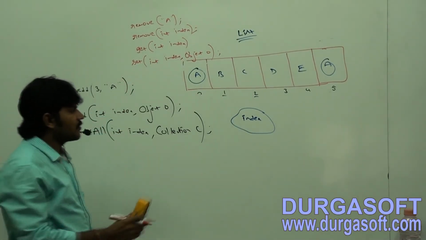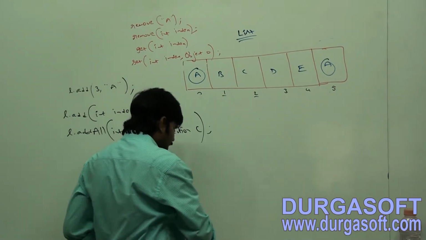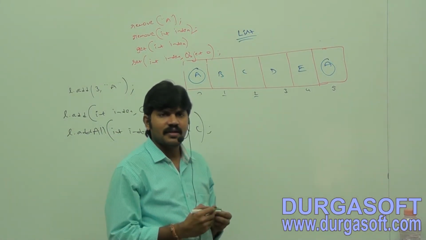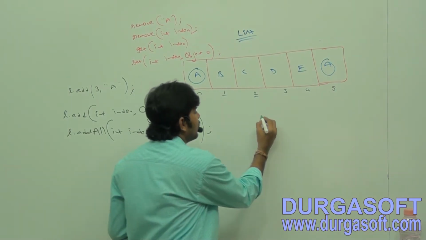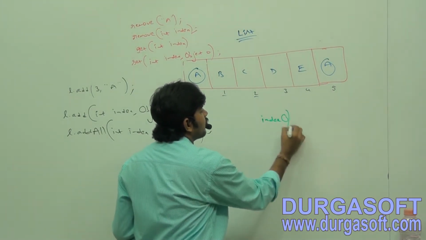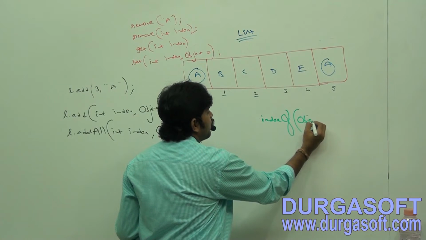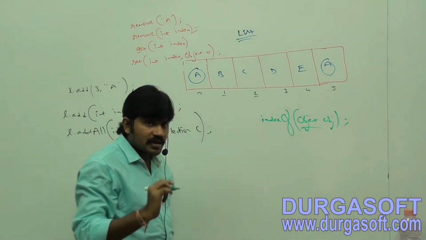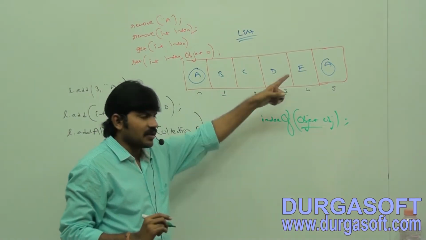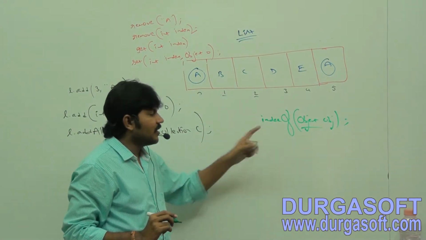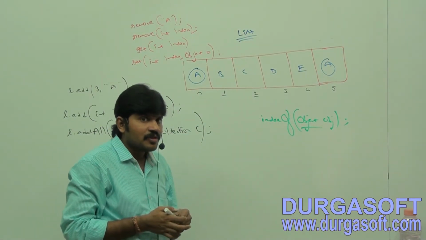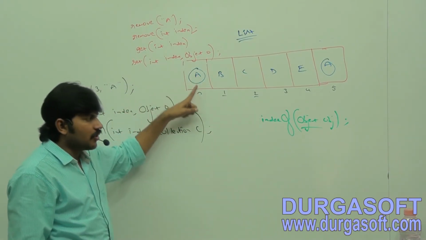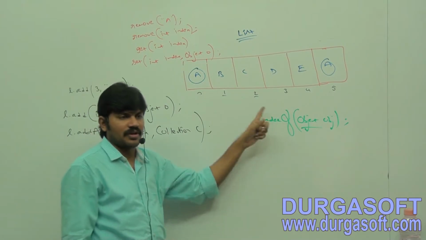Next, sir, I have A there. What is the index of A? What is the method? Index of object obj. Sir, what is the index of this obj? But here the problem is two A's are there. The indexOf method returns the first occurrence index. Sir, first time A is available where? Zeroth location. That's why this method is going to return 0.